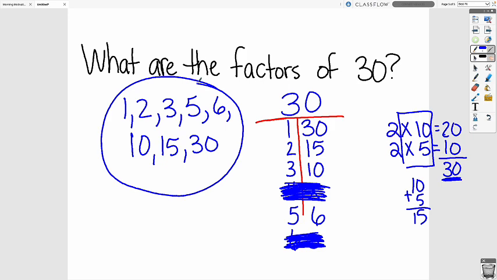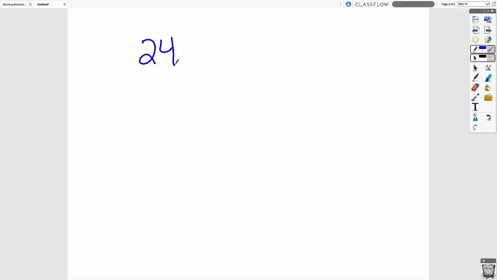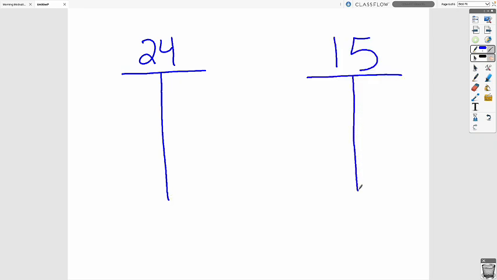It's your turn. On your own, I would love for you to press pause on this video and find the factors for the number 24, and I will help you get started by drawing your T-chart for you. And let's identify the factors for the number 15. Once you identify your factors for the number 24 and the number 15, be sure to leave your answers in the comment so I can check and make sure that you are on the right track.